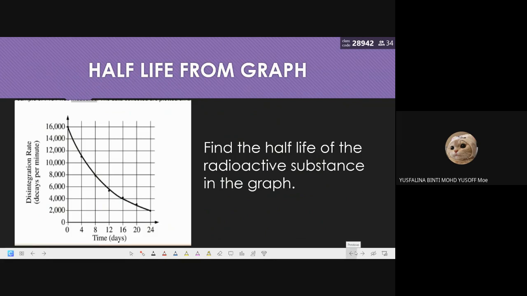So this is the graph, right? How do you find the half-life from the graph? Okay, so this is the disintegration rate, decays per minute. It's starting from 16,000, all right? So if you want to find the half-life, you have to find half of the 16,000. So half of 16,000 is actually 8,000, right? So the 8,000 you underline here, and then you go down. So how many days does it take?